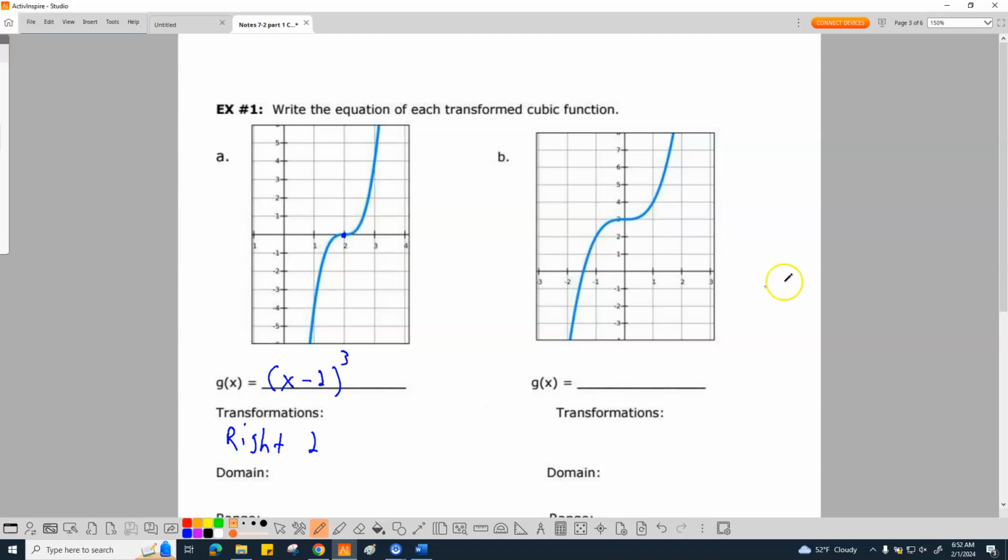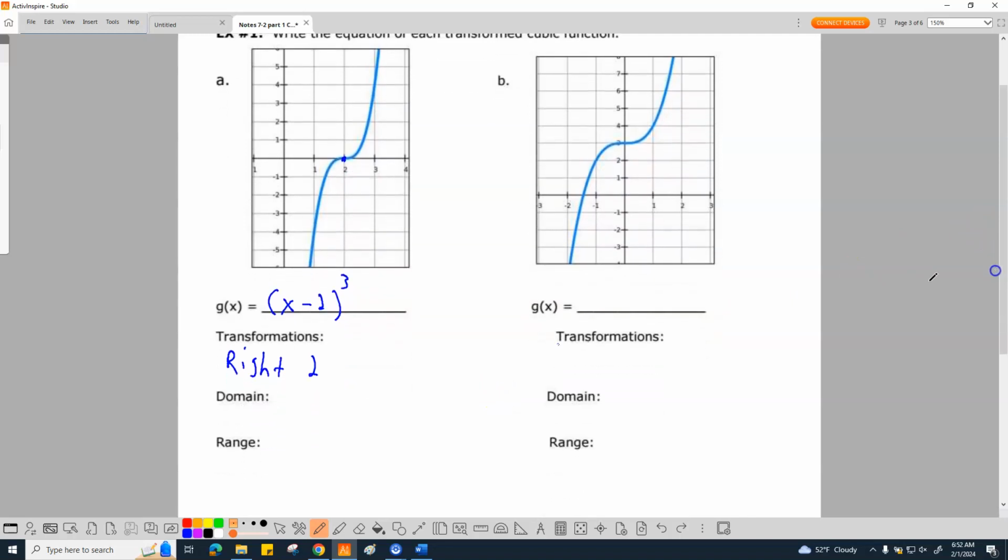Pretty straightforward. The domain for these and the range for these are always going to be all real numbers, which is negative infinity to positive infinity. So you can, of course, memorize it, but you could also read it and understand it. It's not that difficult. And I think most of y'all are picking it up now.